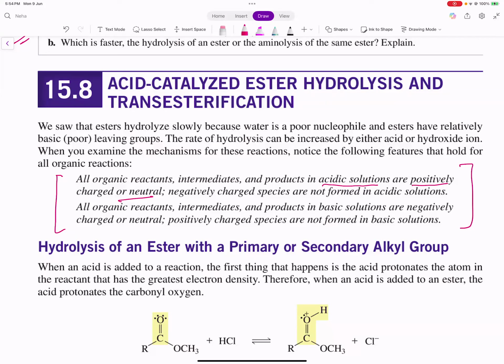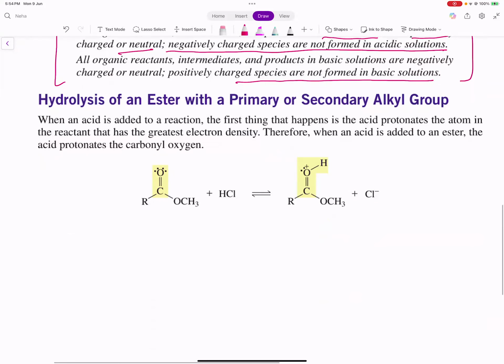And all organic reactants, intermediates, and products in basic solutions are either negatively charged or at best neutral. Positively charged species are not formed in basic solutions. Clear? Yes, sir, clear. So now see, hydrolysis of an ester with a primary or secondary alkyl group.